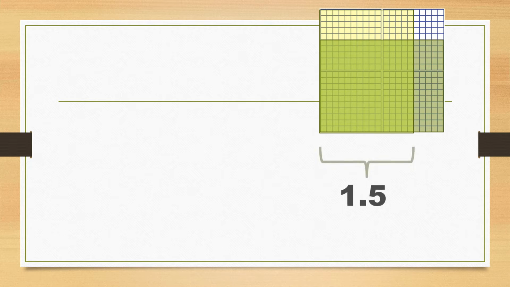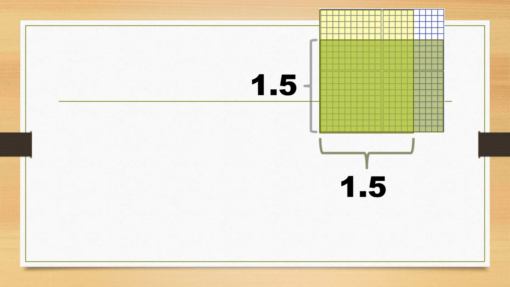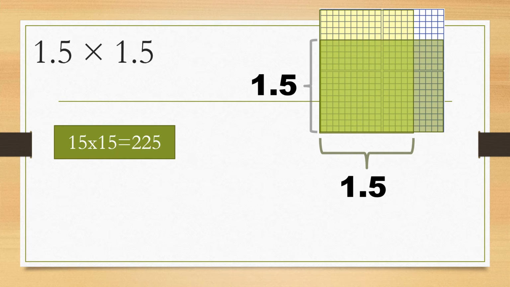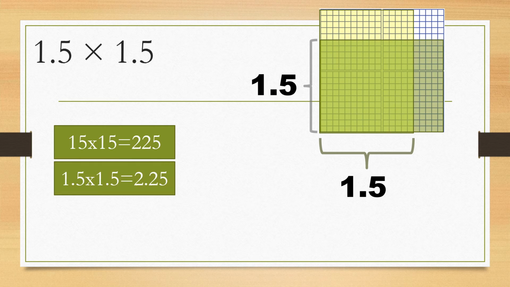For example, 1.5 times 1.5. Let's take the number without the decimal. It's 15 times 15, which is 225. Then count how many numbers after the decimal. It's 2 numbers, so the answer will be 2.25.